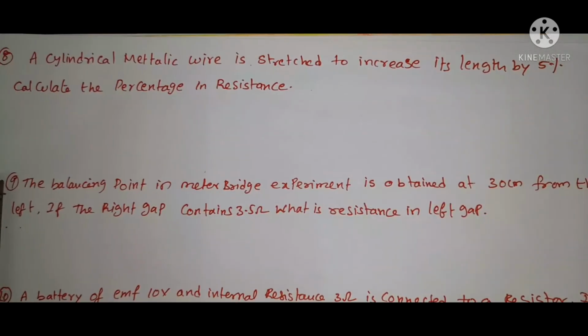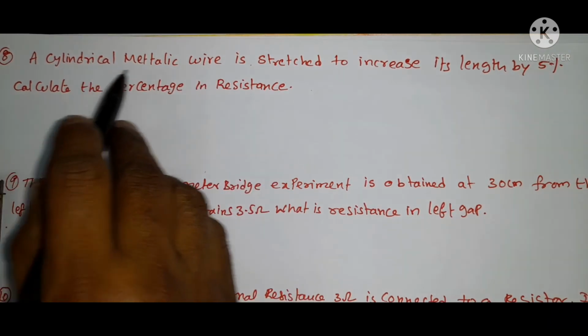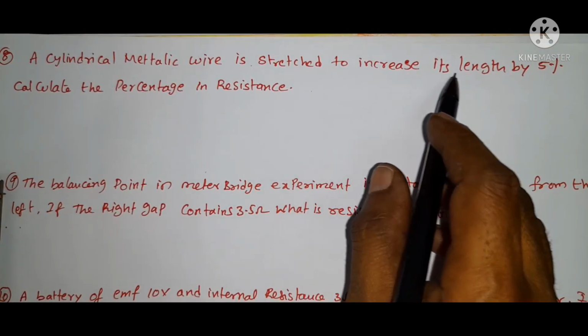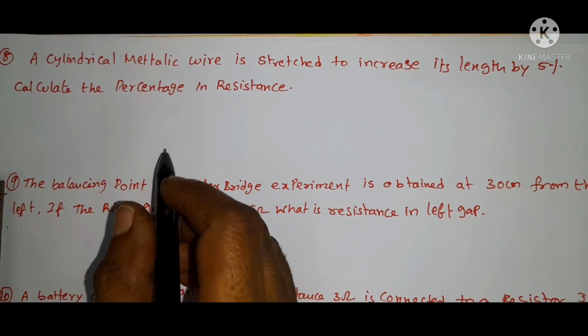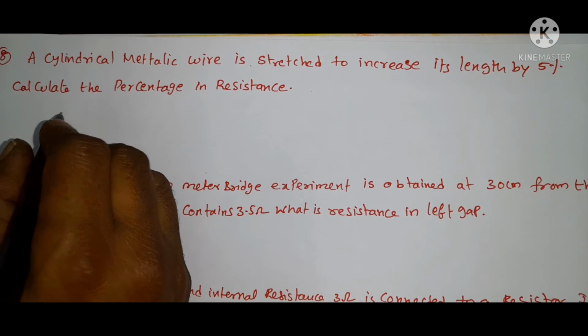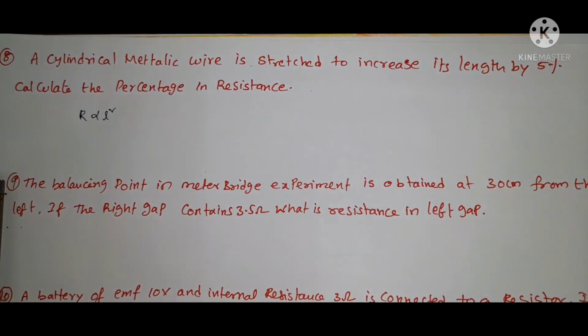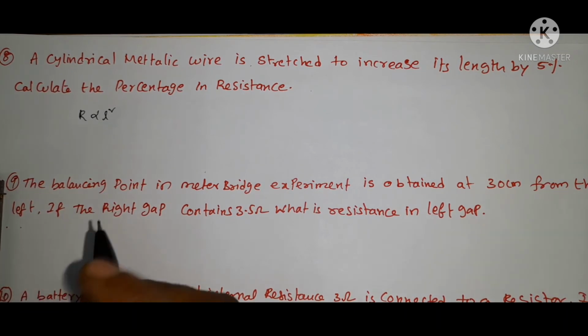Next question. Now the question is the 8th question. A cylindrical metallic wire is stretched to increase its length by 5%. Calculate the percentage change in the resistance. Same as the previous problem, it looks like the previous problem. So as we know, the wire is stretched to increase length by 5%, a 5% increase in the length. That means you can get the relation between resistance and length, as we know from the previous problem, R is proportional to L square. So we have to write it in terms of the percentages.